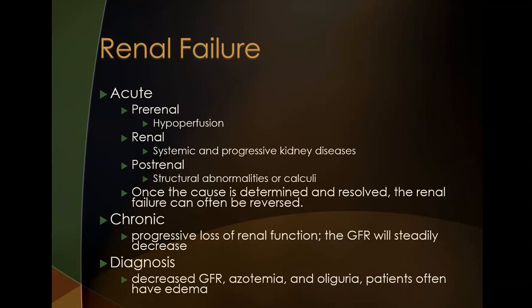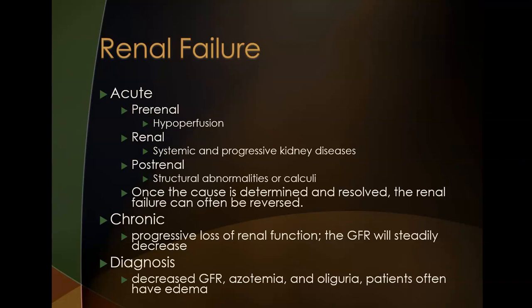And then post-renal acute renal failure is any structural abnormalities or calculi. So basically something that would block the flow of urine from the kidneys, and calculi are kidney stones. But tumors and other things could be in this category also. And so basically the urine can't flow out and leave, and so it causes a back pressure, and then that causes the blood to not be able to be filtered and the kidneys to not work.